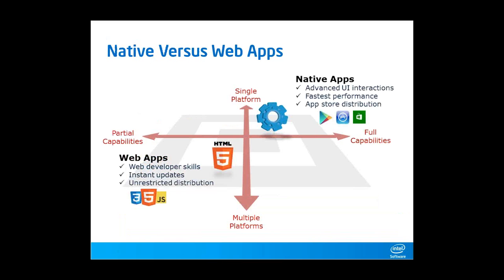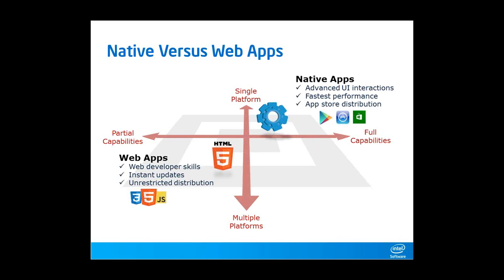So let's now see what a native app is and how it differs from a web app. A native app is, let's say, if you're developing on iOS, using the Apple Xcode developer tool, and you have to use Objective-C to develop that application. In the case of Android, you have to use Eclipse and also use Java as the programming language, right?